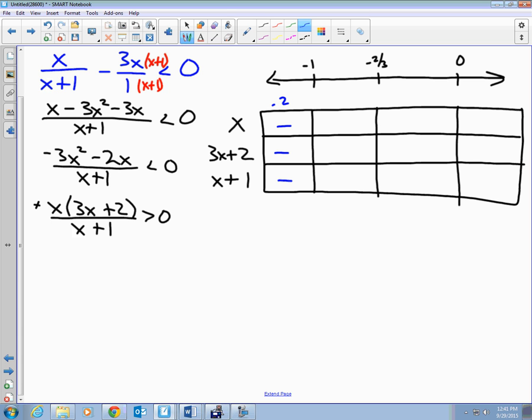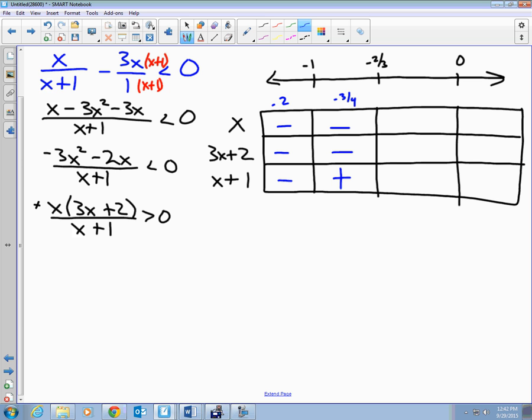What's the number between negative 1 and negative 2/3 you can plug in? Negative 3/4. Plug negative 3/4 in for x, you get a negative. Plug it in for 3x plus 2. 3 times negative 3/4 is negative 2.25, plus 2 is negative 0.25, so it is negative. Then negative 3/4 plus 1, positive.